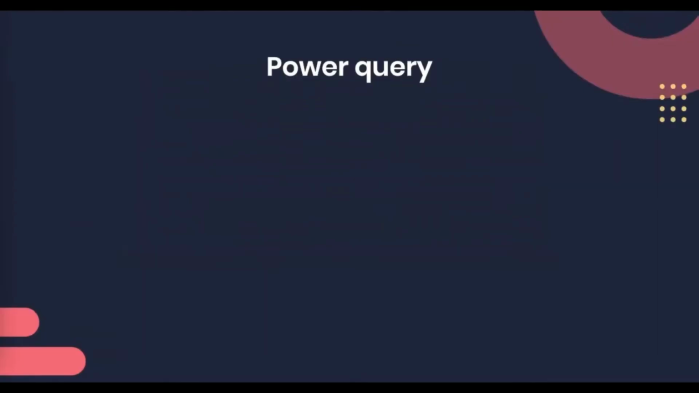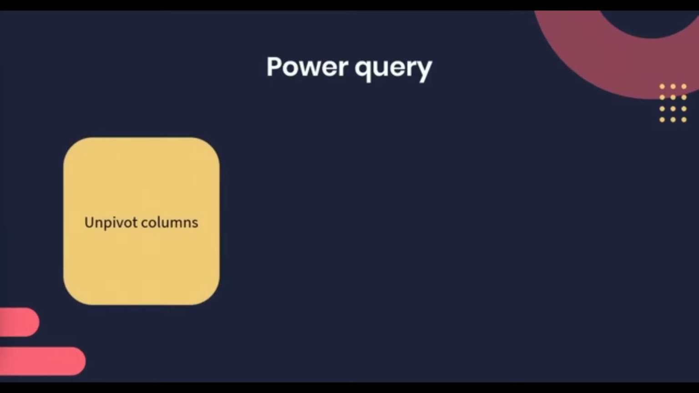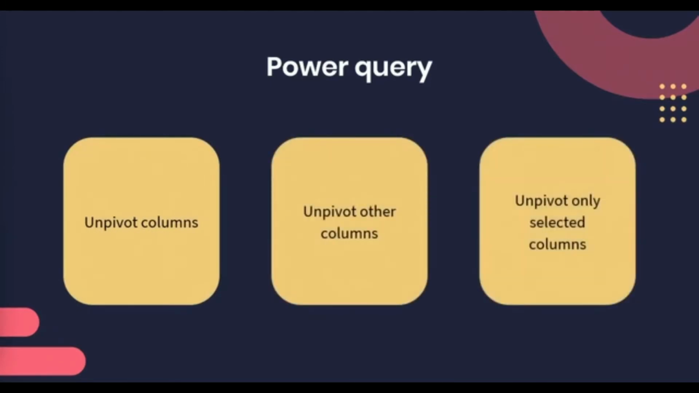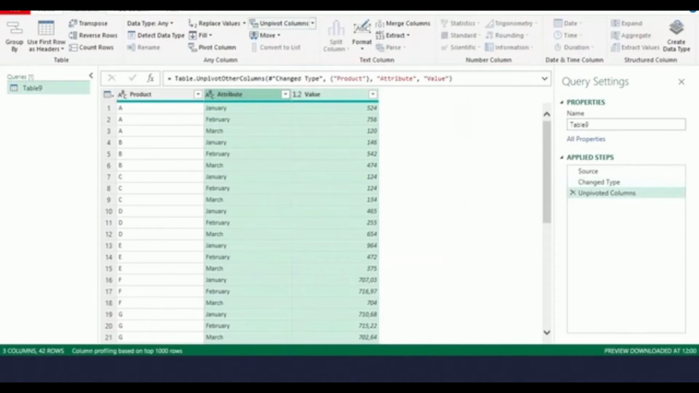To unpivot, we need to let Excel know exactly which columns we would like to unpivot. So what you can do is right-click with your mouse and in the list, select Unpivot. Here we have 3 options: Unpivot Columns, Unpivot Other Columns, or Unpivot Only Selected Columns. You can also find the Unpivot command in your Transform tab. When we select Unpivot Other Columns, Excel will display our data differently.